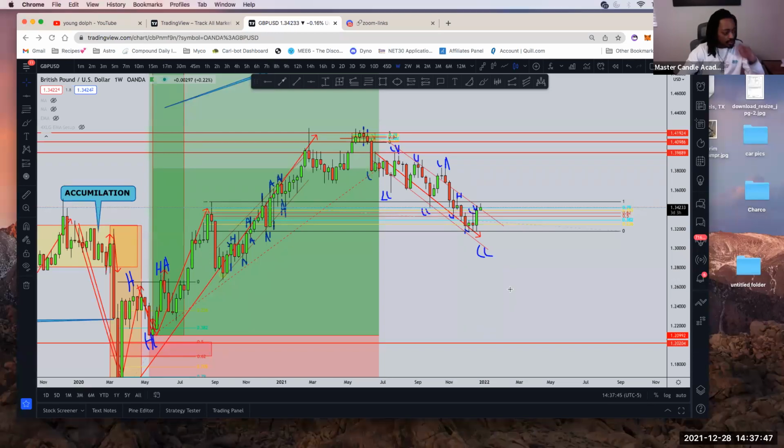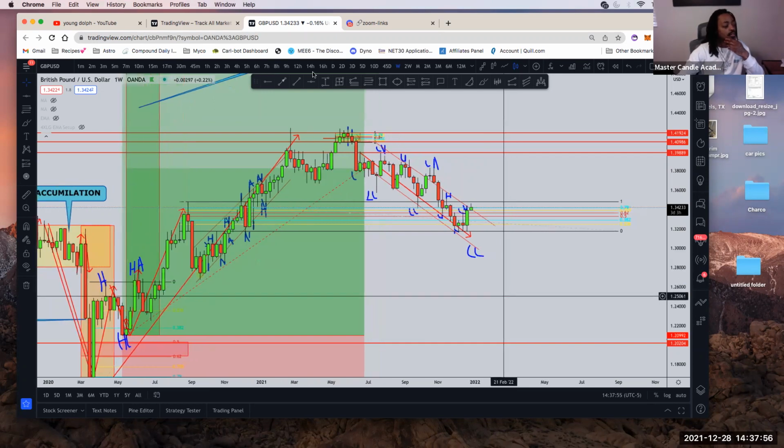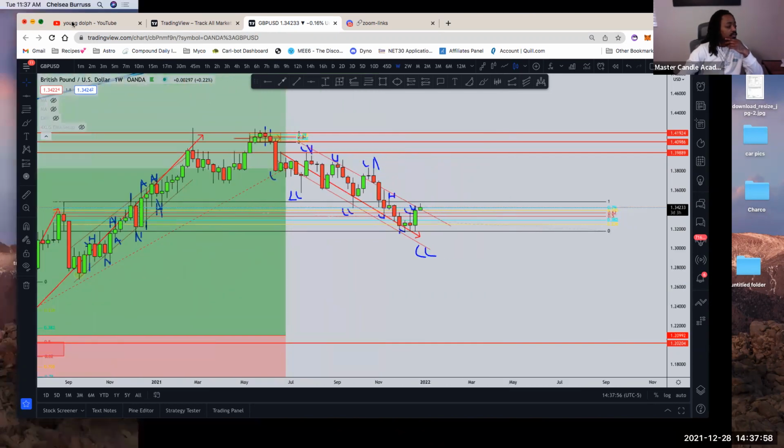because if news is queen, then price is king. And that's kind of how that goes. And if price is king, then news is queen. That's why it's super important to understand how to read price action.